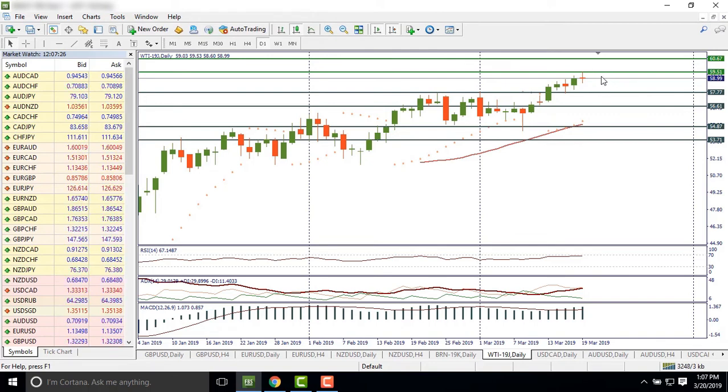Otherwise, if bulls appreciate the release of the crude oil inventories, they will try to break the resistance at 59.51 and target the next resistance at 60.67.